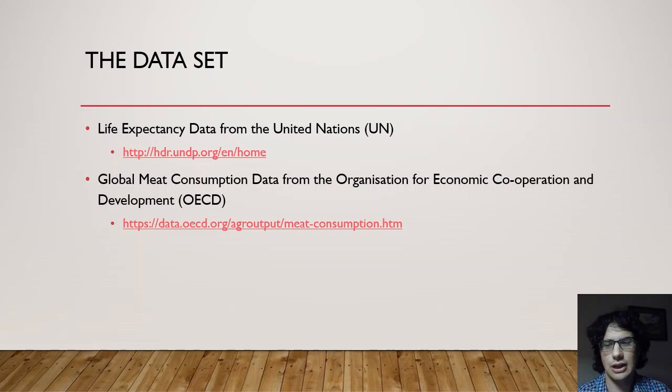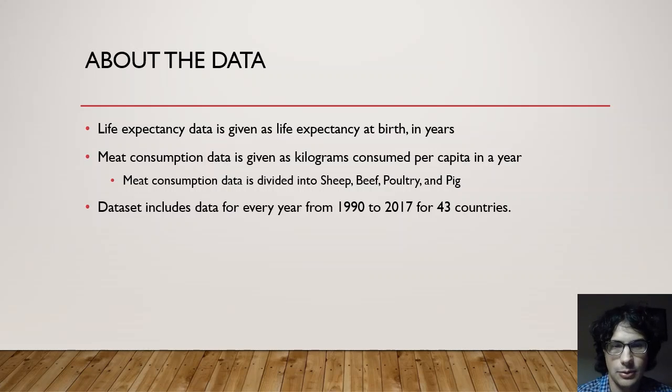First I'm going to tell you a little bit about the data set I worked with. It was a combination of life expectancy data from the United Nations, as well as global meat consumption data from the Organization for Economic Cooperation and Development, or OECD. The life expectancy data is presented as life expectancy at birth in years, and the meat consumption data is given as kilograms consumed per capita in a year. The meat consumption data is divided into four categories of sheep, beef, poultry, and pig. The two data sets I worked with included data from the years 1990 to 2017 for 43 different countries.